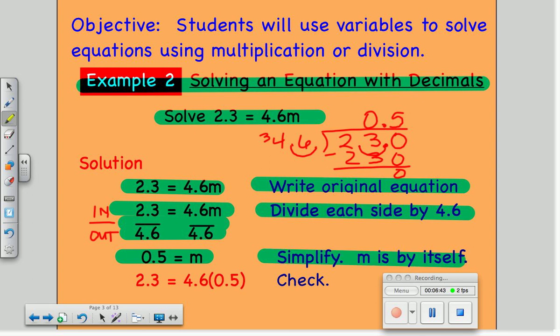To check my answer, I multiply 4 and 6/10 times 0 and 5/10. Remember, 0 and 5/10 is just equal to a half. So I'm finding half of 4 and 6/10. Well, half of 4 is 2, half of 6 is 3, so that makes sense that it's 2 and 3/10.